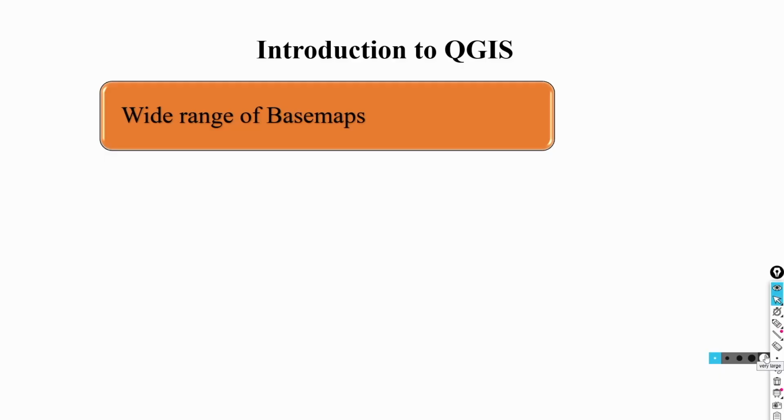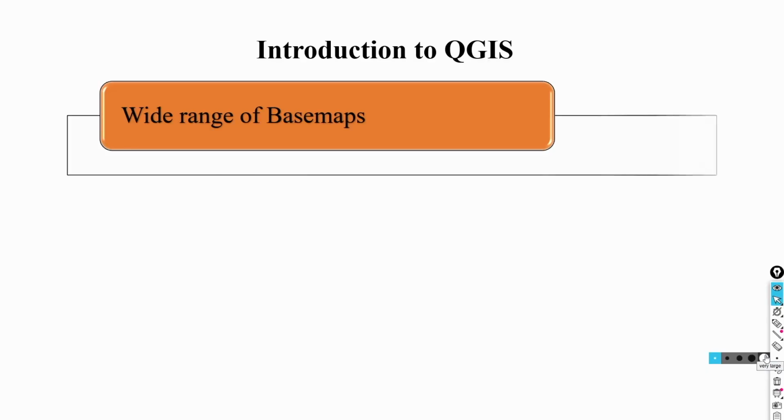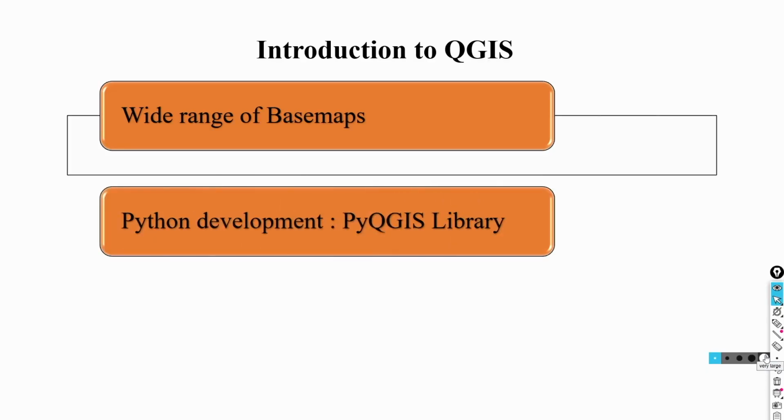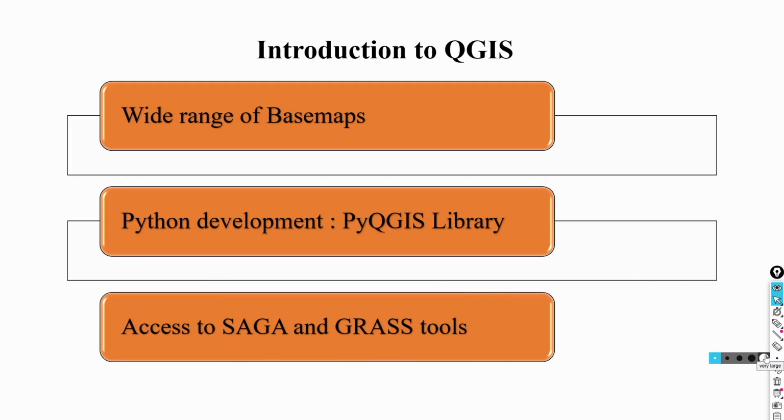The next thing I want to tell you is that there is a wide range of base maps. I think in previous lectures we have discussed base maps, and there is a wide range of base maps from Sentinel, Google, and OpenStreetMap. These maps can be very nicely brought inside QGIS. We will be seeing today how we bring in a base map. And then you can do development using Python also inside QGIS with the help of the PyQGIS library. Then the next thing, very interesting, is that we saw SAGA, we saw GRASS GIS, we also saw the Orfeo toolbox also.